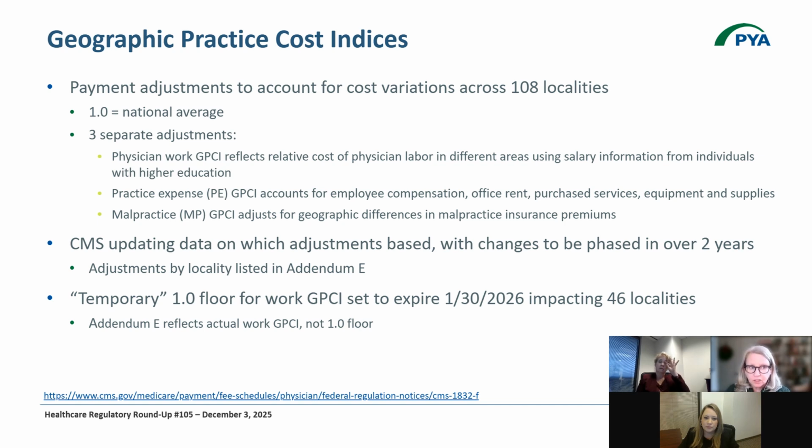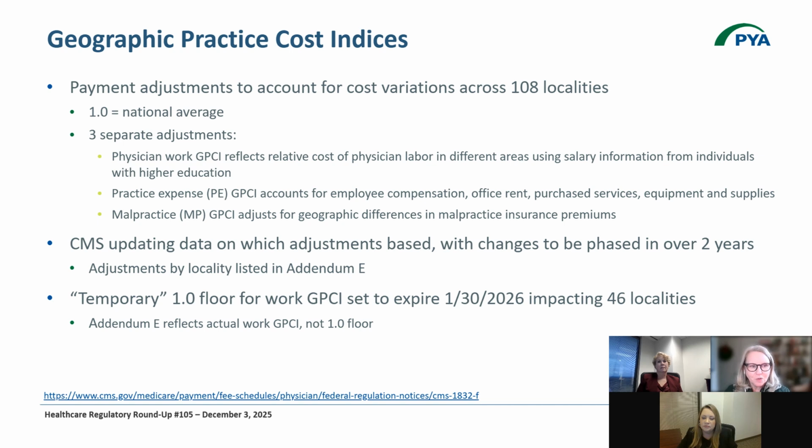What's happening this year is CMS is updating the data that it is using on which to base those adjustments. And it will phase in those changes over the next 2 years. There are a change here and a change there. So be sure that you look up in Addendum D your specific locality to see how those GPCI adjustments potentially are going to impact your reimbursement.